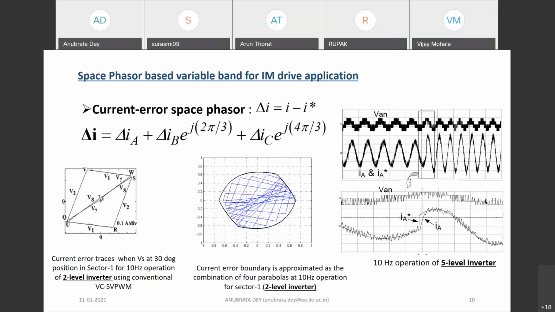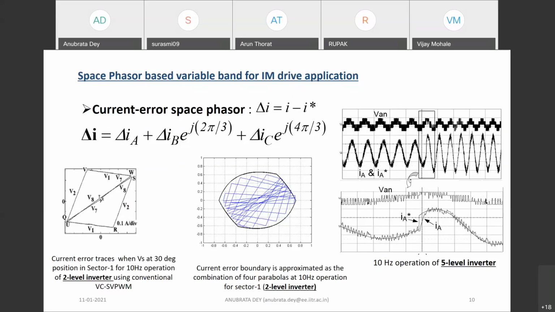So here, it is a part of that band concept, but this band is not individual to any phase. Here we are trying to combine all these three phases, and we call it a space vector or space phasor. So instead of looking at individual phase current error, we are trying to look at the current error in a plane, the alpha beta plane. That is called the space phasor plane.